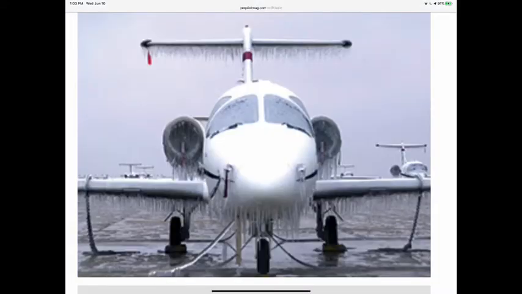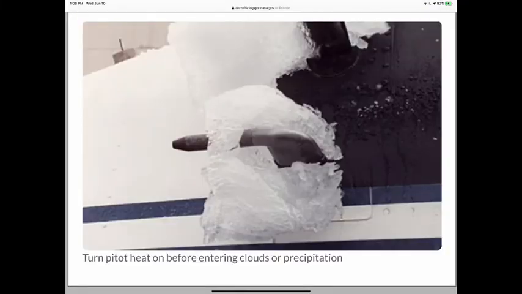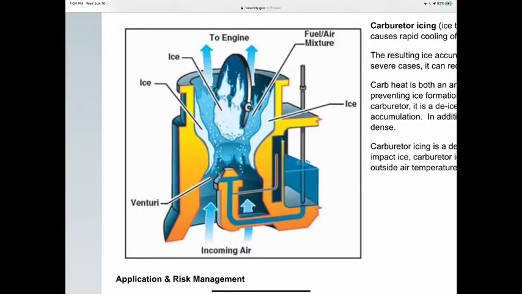Instrument ice is structural ice forming over aircraft instruments and sensors such as pitot and static. Induction ice is ice reducing the amount of air for the engine intake. Intake ice blocks the engine intake.